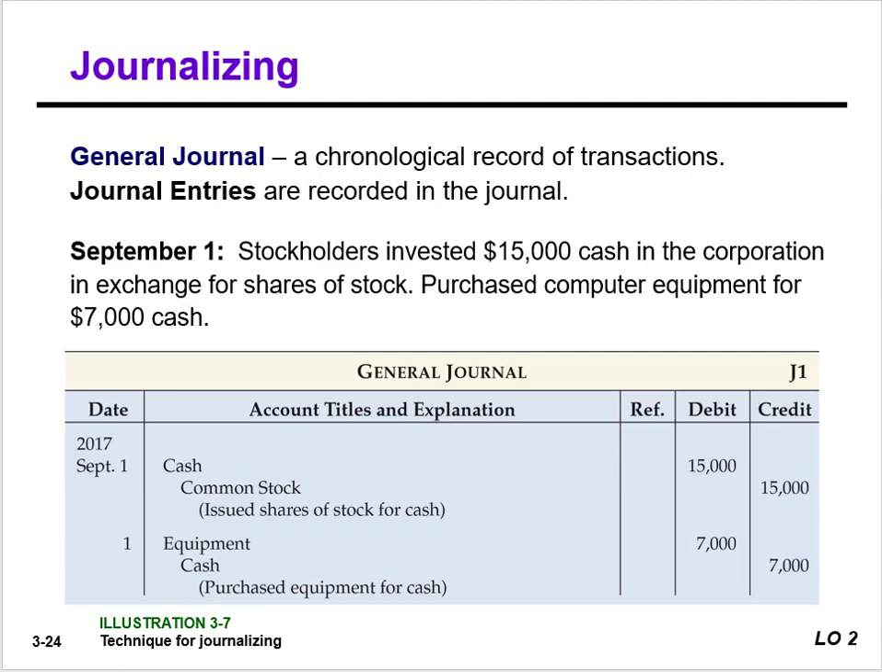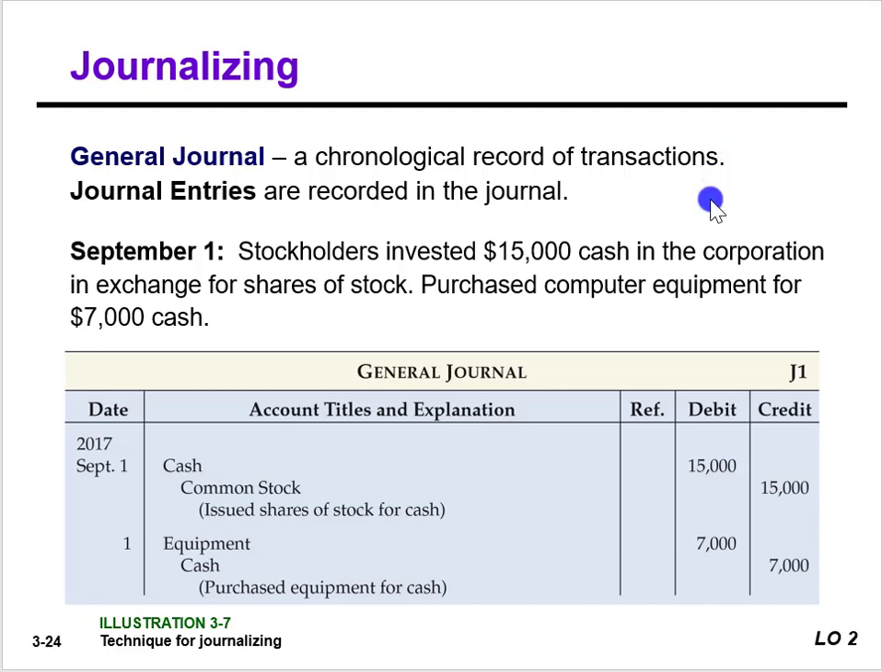So journalizing. The general journal is a chronological record of transactions, and journal entries are recorded in the journal. This is an example. September 1st, stockholders invested $15,000 cash in the corporation in exchange for shares of stock. And they purchased computer equipment for $7,000 cash.